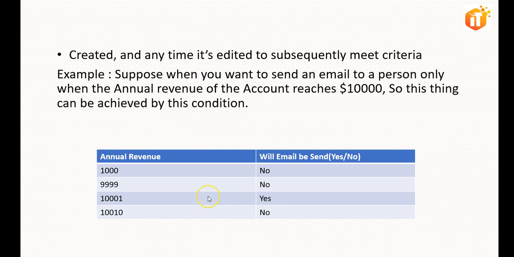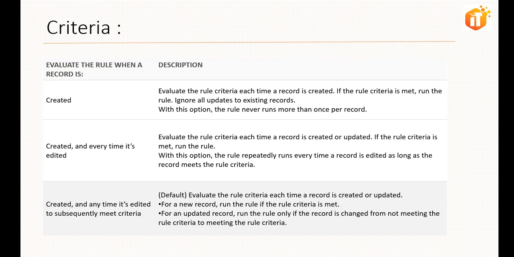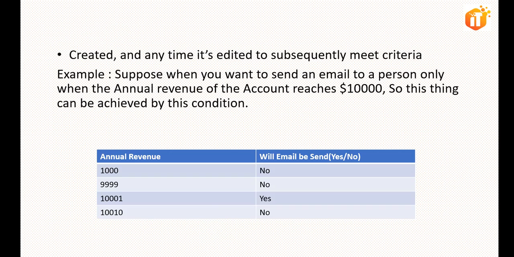But when the criteria has met, what did it say? For a record, the rule runs if the record is changed from not meeting the rule criteria to meeting the rule criteria. Right?